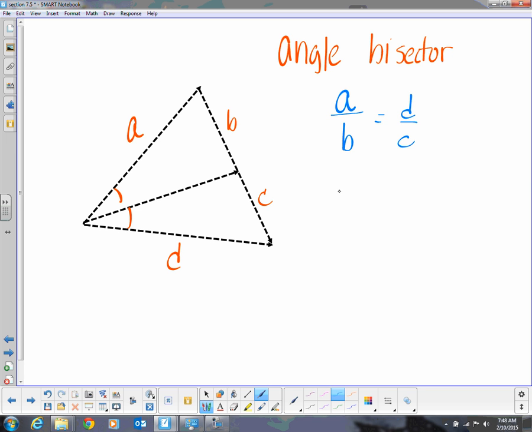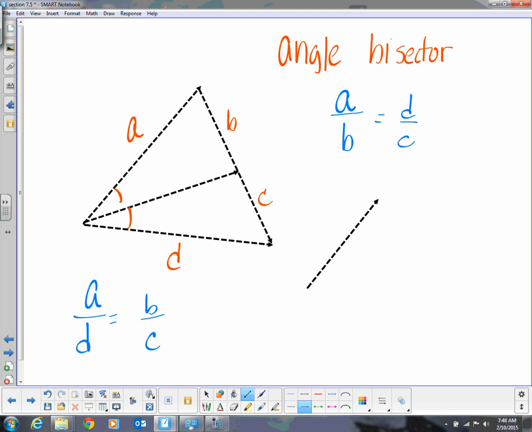Another way you could do this is you could say A, this side is to this side, but if you do it that way, then you've got to pick that piece to that piece. Are my cross products still the same? Angle bisector separates that opposite side into sides that are proportional.